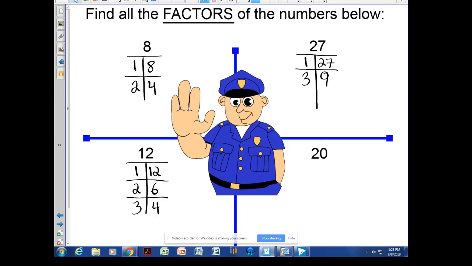I'm still going to try 4, no. 5, no. 6, no. 7, no. 8, nope, that's it. 27 has 4 factors: 1, 3, 9, and 27.